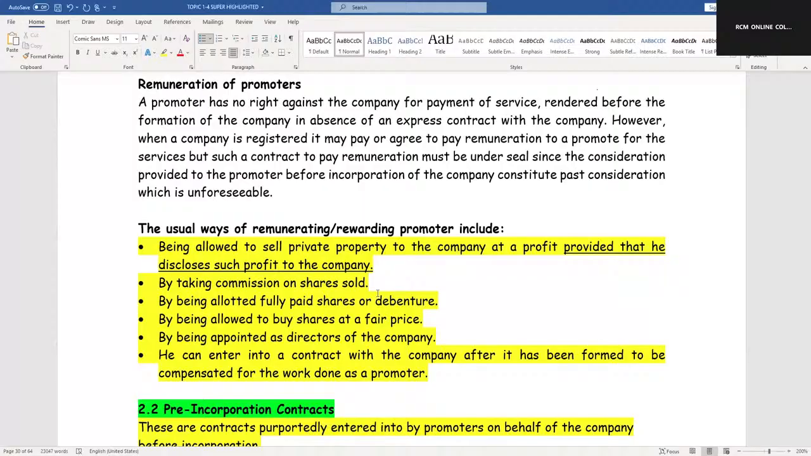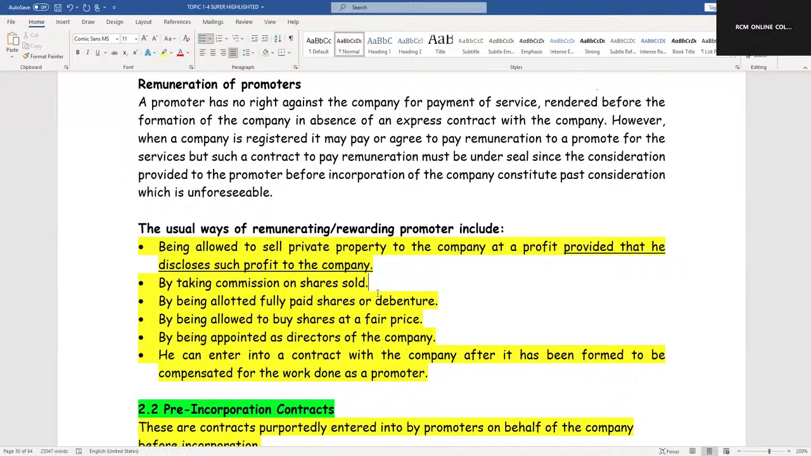He can be allowed to buy shares at a fair or discounted price, which is not the market price of the shares. So he can get extra shares in the company at a very discounted price compared to what others are paying for the shares. He can be appointed among the very first directors of the company and serve there as a director. He can also enter into contracts to enable the formation of the company.